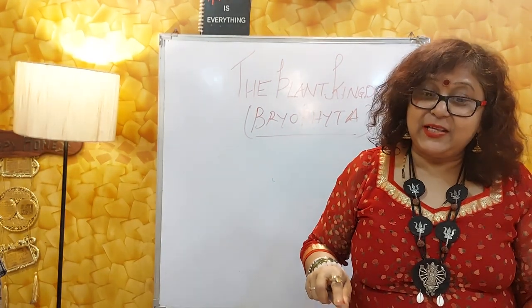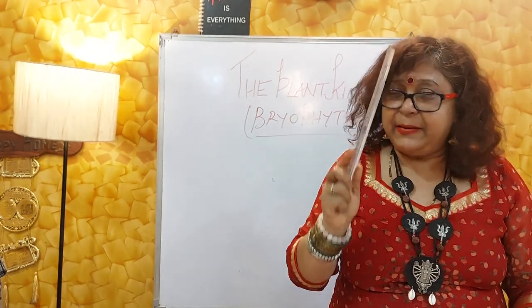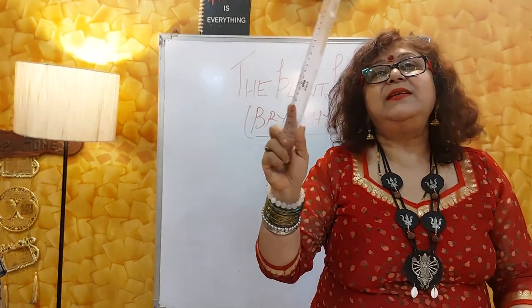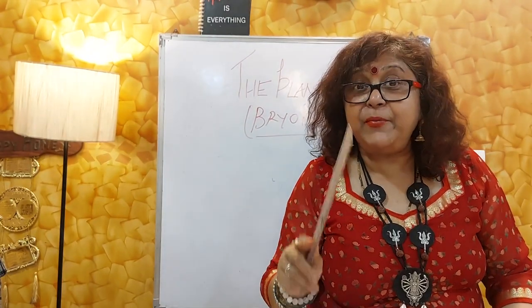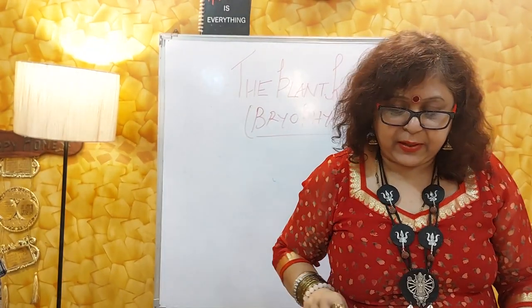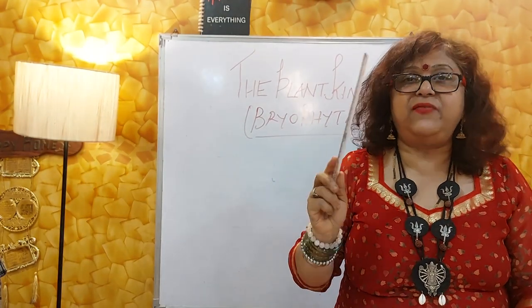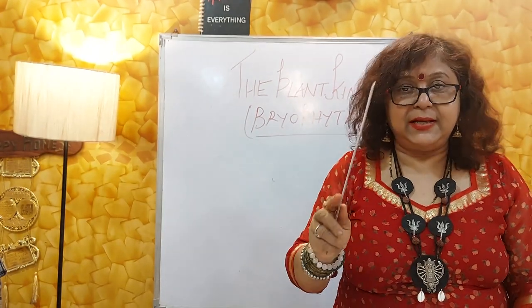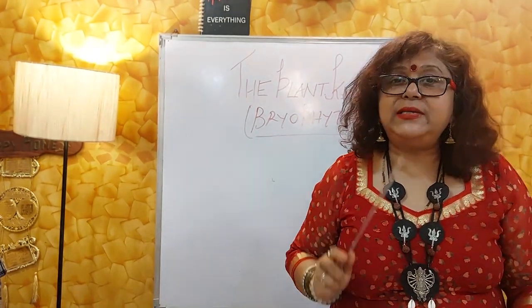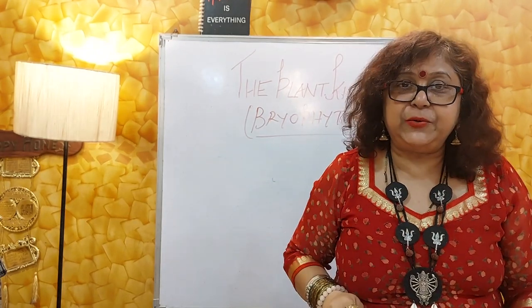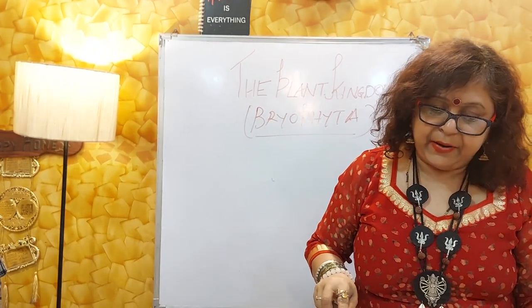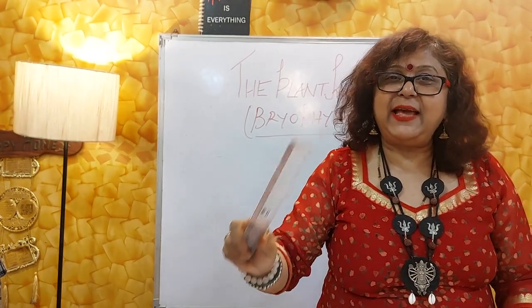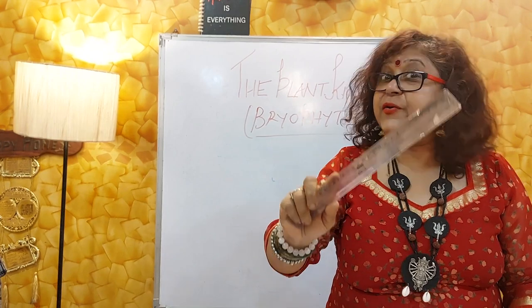The male sex organ is called the antheridium, which produces flagellated antherozoids. Antheridium producing antherozoids, the male sex organ, okay? And the female organ is flask shaped. It is called the archegonium, and it produces a single egg. So what are the two sex organs in bryophytes? Antheridium and archegonium. Antheridium produces antherozoids. Archegonium produces the egg cell, okay, for fusion during sexual reproduction.